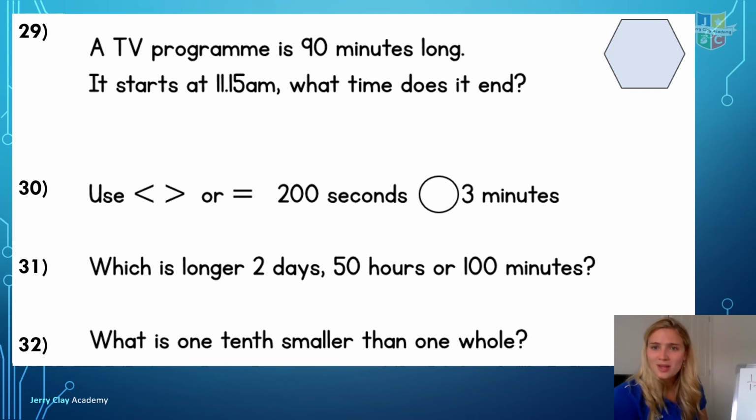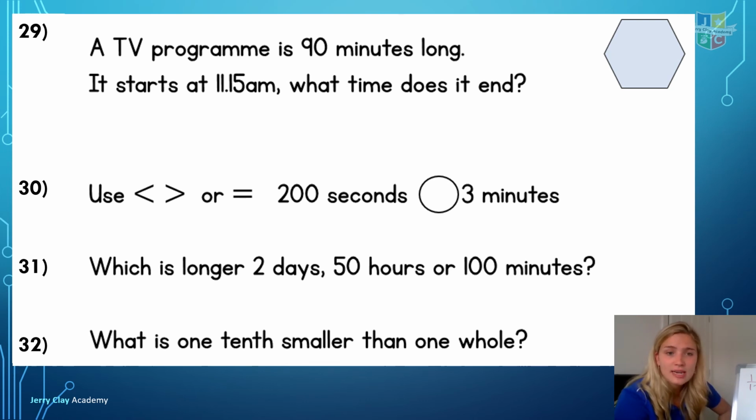Finally, our last set of questions. What is the shape at the top? Then, a TV programme is 90 minutes long. It starts at 11:15 AM. What time does it finish? So put it on a number line. Start at 11:15, move it 90 minutes, what's going to happen.